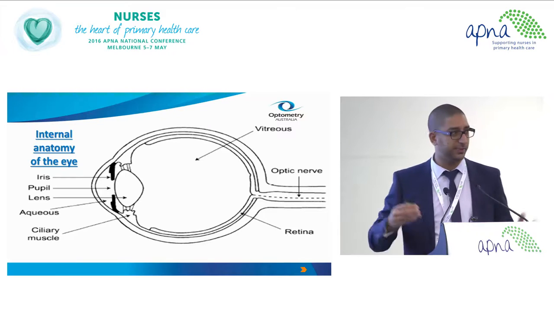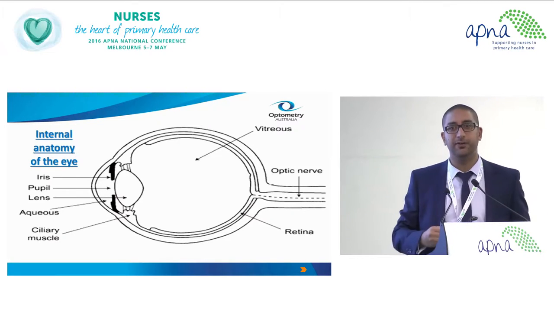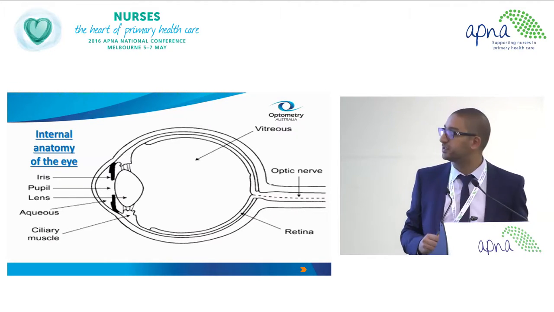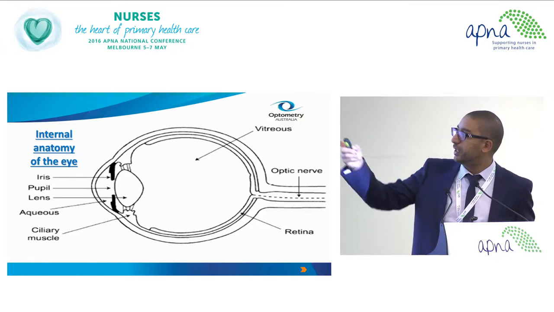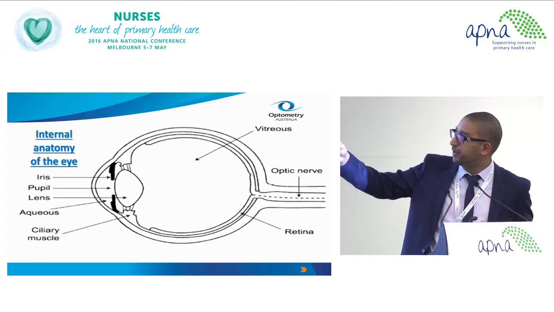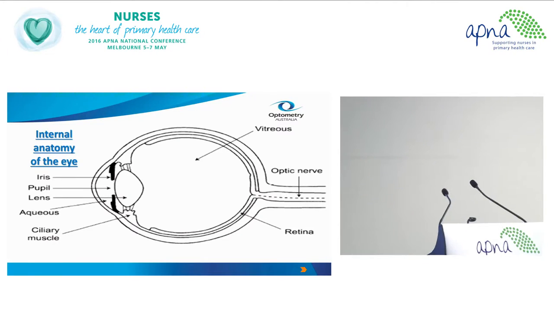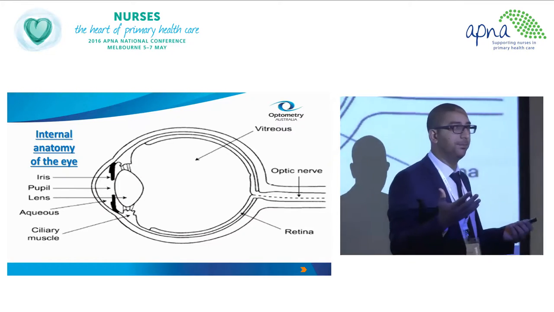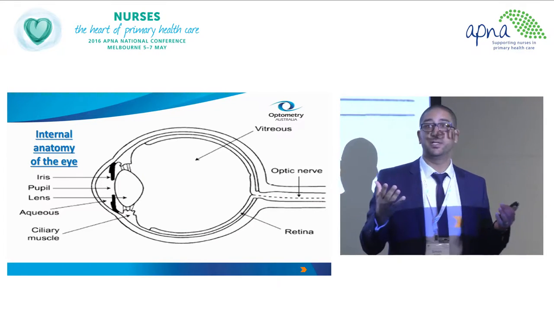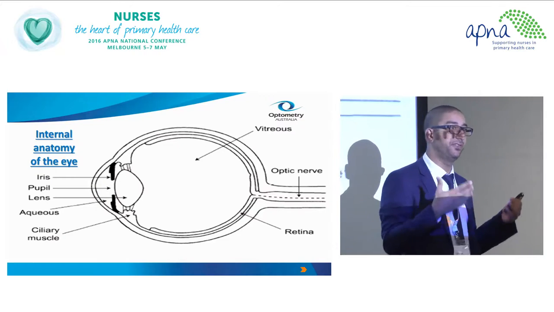This is a cross section of the eye, slicing halfway through and looking at it from the side. As I said, you've got the iris there. In front of the iris, you've got the cornea. You've got the lens here. The lens is where you get cataracts. A lot of people don't understand cataracts. They say a cataract is a film on the front of the eye.